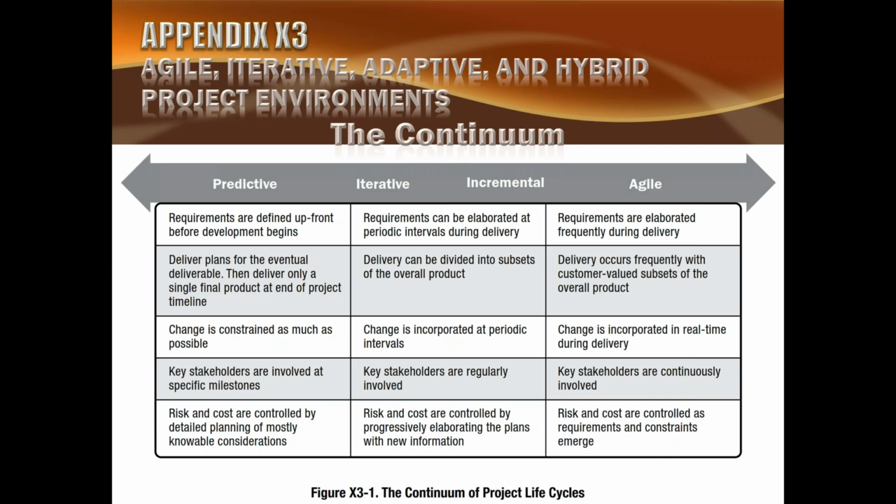Maybe we have various phases. Every phase is delivering something to the customer, and the delivery is not only coming once at the end, but continuous delivery is coming after every phase. And in pure agile, delivery occurs frequently with customer valued subsets of the overall product. Now, this is very interesting: in agile, we are consistently delivering after every iteration. If the iteration is 2 weeks, every 2 weeks we are delivering something. Continuously we are delivering throughout the life of the project. It will keep delivering until the project ends.